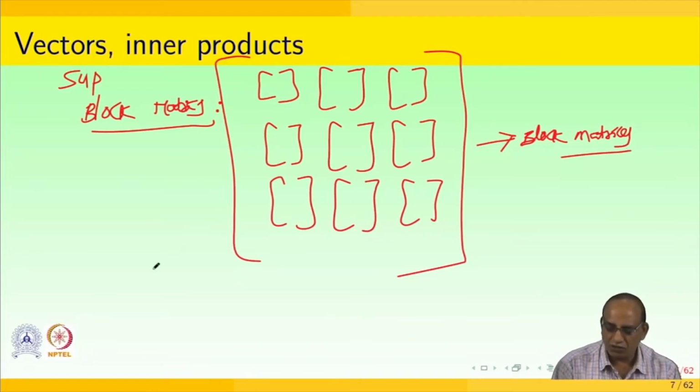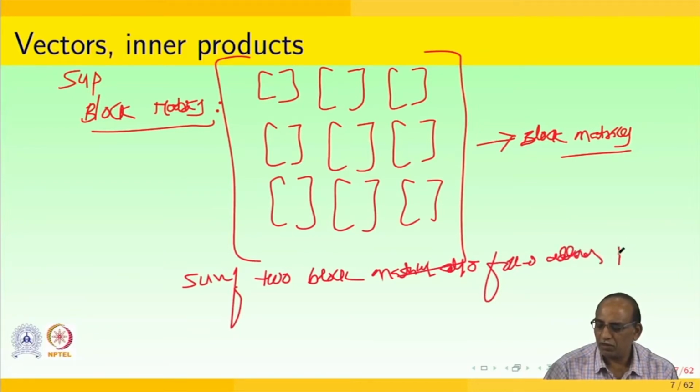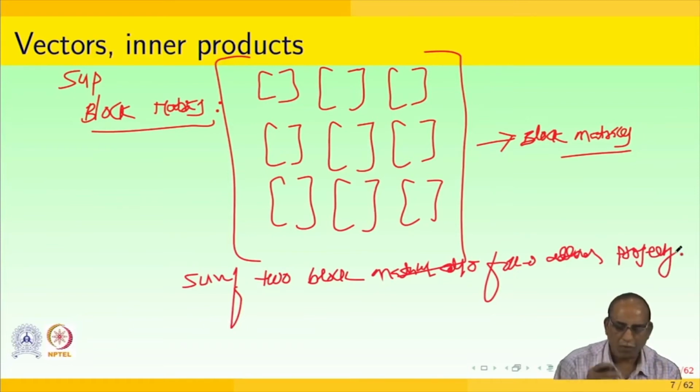So for block matrices also, the sum of two block matrices also follows the addition property. Similarly, we will have the determinant of a matrix. Determinant, all of you know very well. It is the most important property.